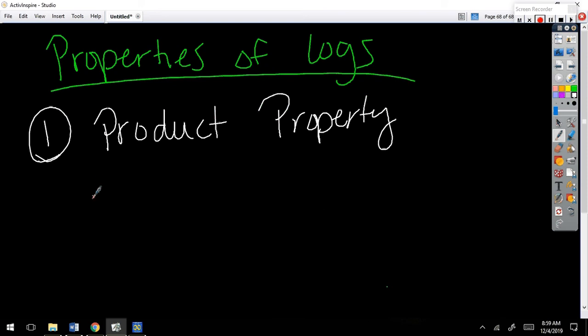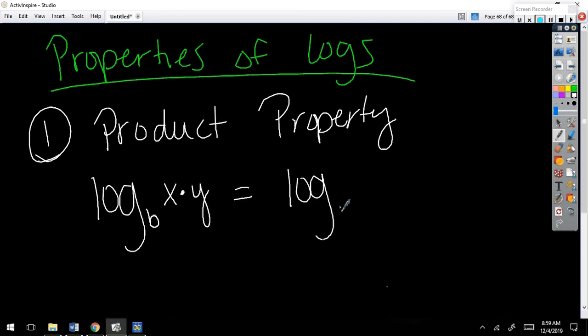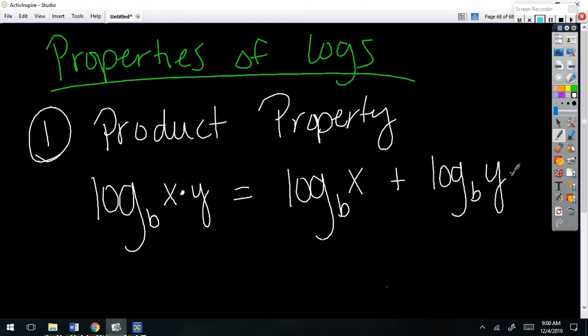If I have a log of any base, and up here I multiply 2 things together, let's say x times y. The product property says that I can split those up with addition. So I can say that this is the same thing as log base b of x plus log base b of y. Okay? Think whenever you were doing the exponents, if you multiplied 2 things with the same base, you added the exponents. It's the same concept here.